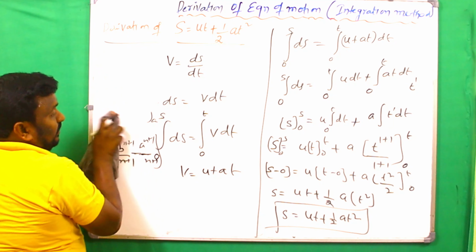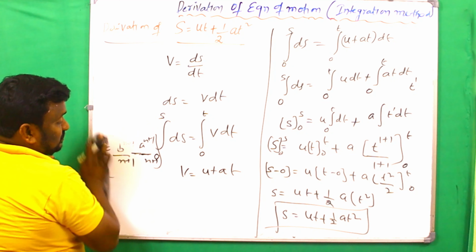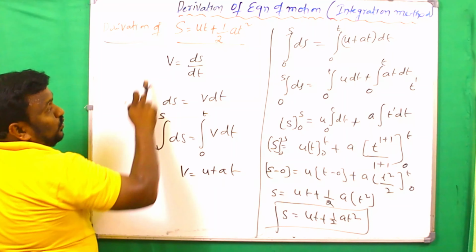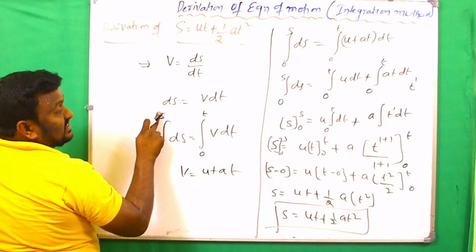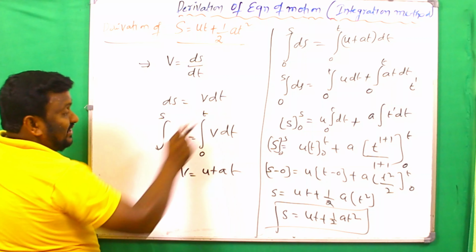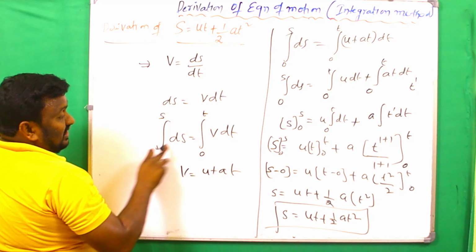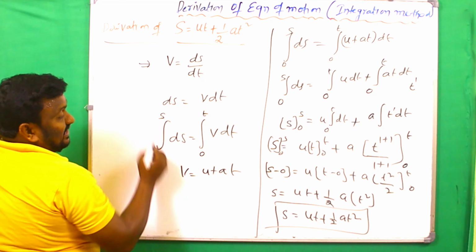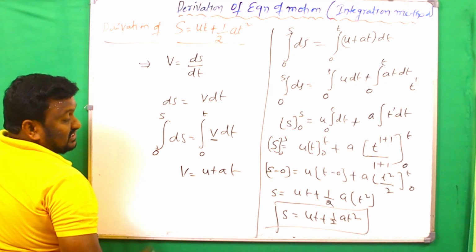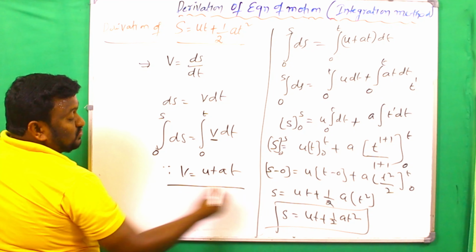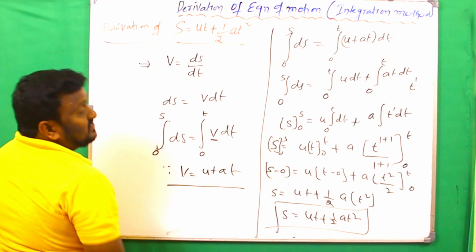Clear? So if you want to write the notes, just pause the video and write the notes. Clear? We know that v is equal to ds by dt. From that, ds is equal to v into dt we can write. Clear? And integral ds from 0 to s we are taking here, integral ds is equal to integral v dt, and this v is the final velocity. Already we know that the final velocity equation is v is equal to u plus at, substituted.